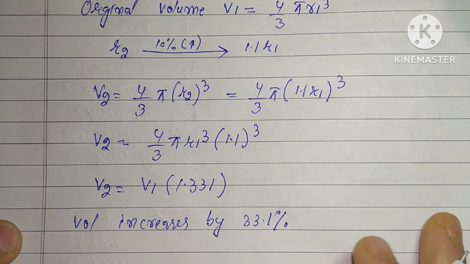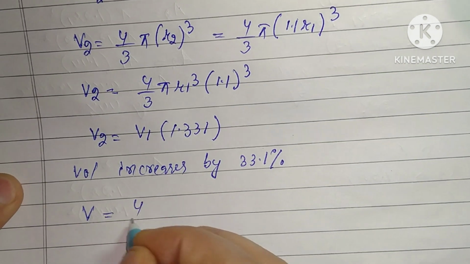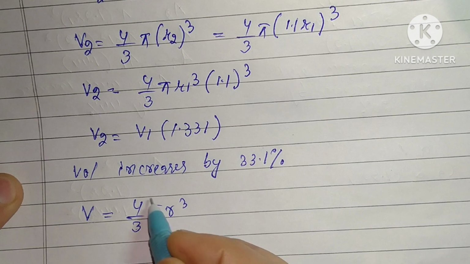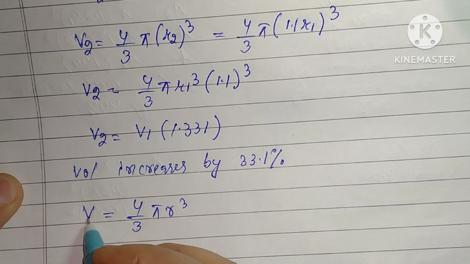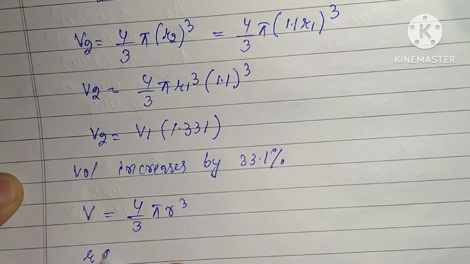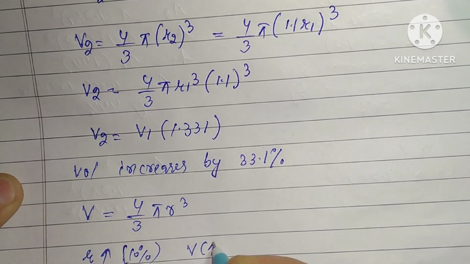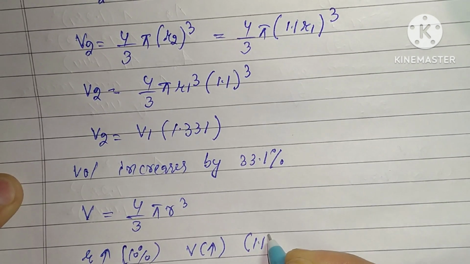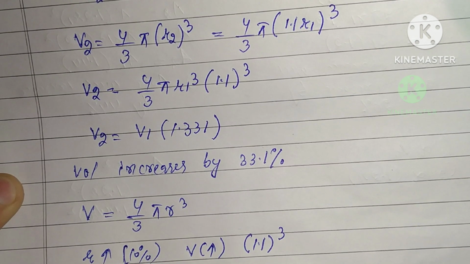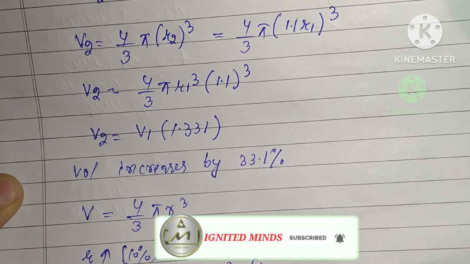In examination, what you have to do: since volume is 4 by 3 pi r cube, the 4, 3 and pi are constants. Therefore, volume varies with respect to the radius only. If radius increases by 10%, volume will increase by 1.1 cube. If radius increases by 20%, volume will increase by 1.2 cube.